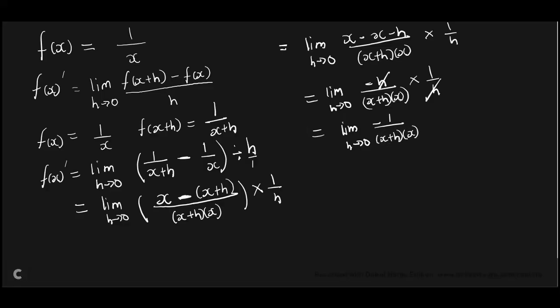The next thing is you substitute, that is x plus 0 and x. Then you have negative 1 over x and x, such that we have negative 1 over x squared. So this is your f'(x). So that's how you differentiate this type of equation.